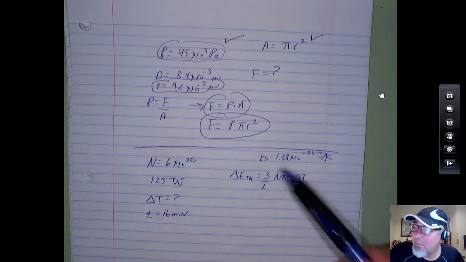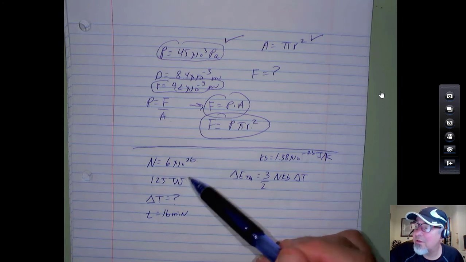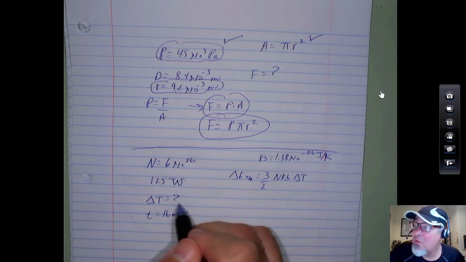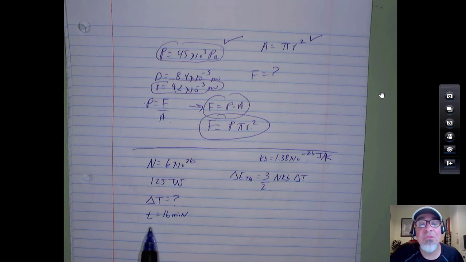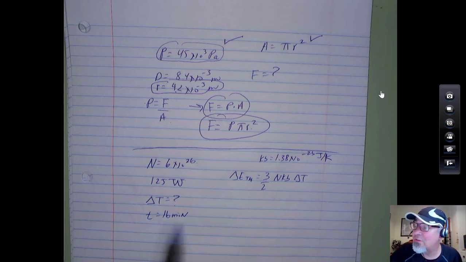Okay, so here's the amount of particles we have. Here's the power. So this is how many joules per second, really. Remember, that's what a watt is, a joule per second. We want to know how much the temperature is going to increase if all of that energy went into making the air, whatever molecules they are, move quicker. And this is happening over 16 minutes.